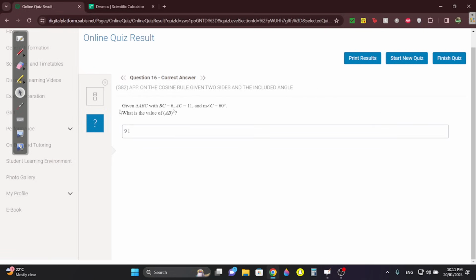Question 16, cosine rule. Given triangle ABC, let's draw a triangle ABC. BC is 6, AC is 11, and angle C is 60. They want AB squared.